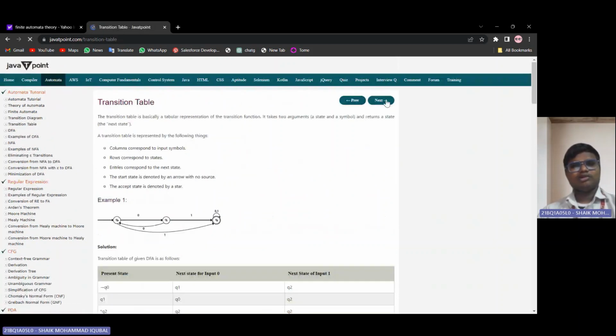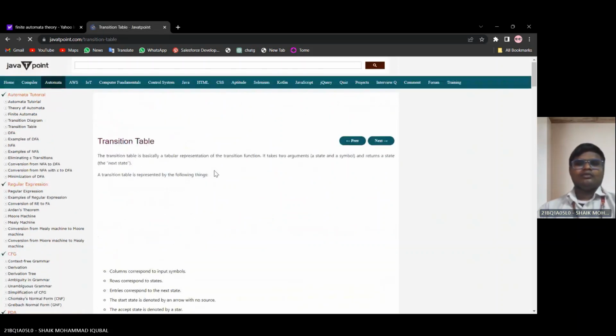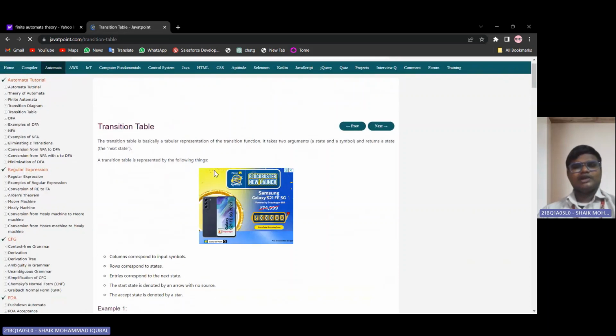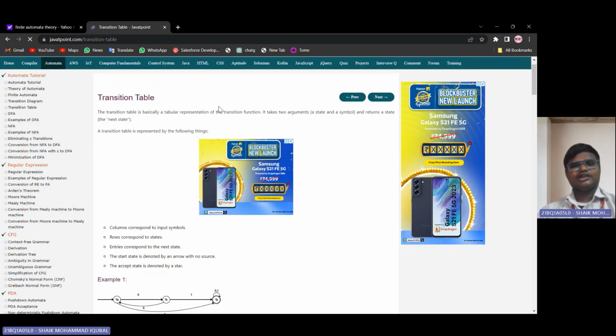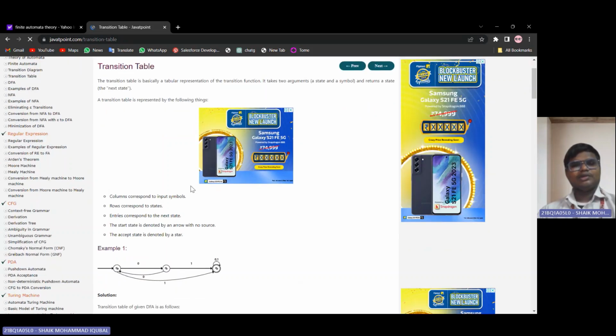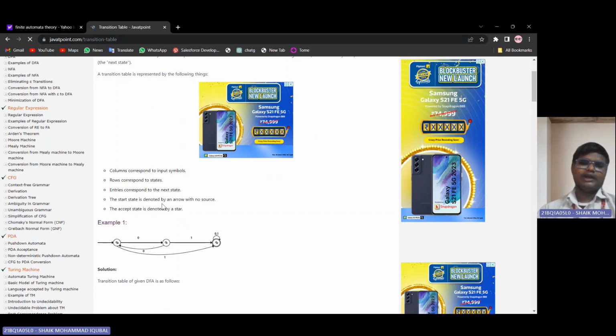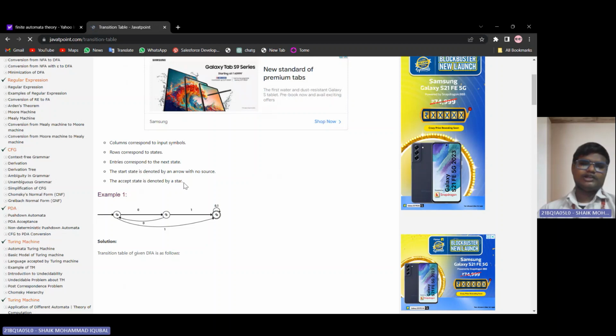So let us discuss the transition table. A transition table is basically a table representation of the transition function. It takes two arguments, a state and a symbol, and returns a state, the next state. The transition table is represented by the following things. Columns correspond to input symbols, rows correspond to states, entries correspond to the next state. The start state is denoted by an arrow with no source. The accept state is denoted by a star.